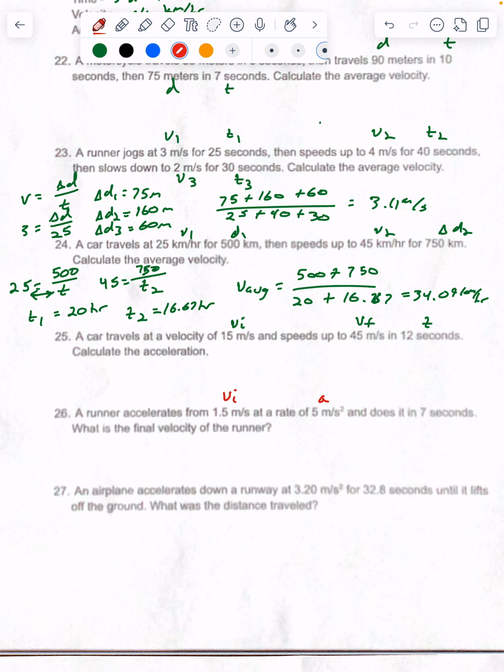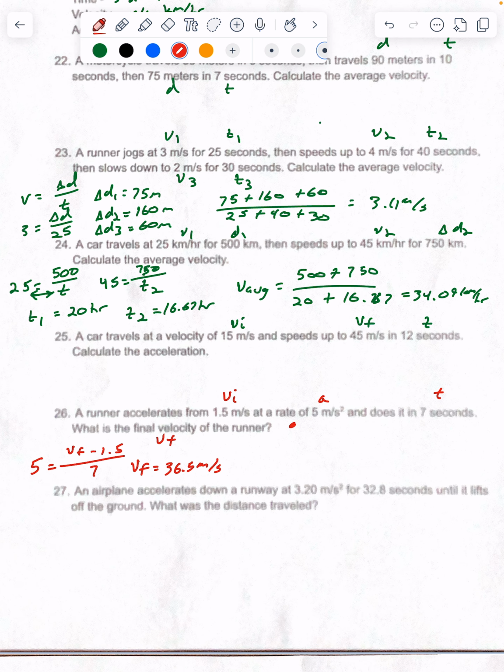And it does it in 7 seconds, so that's time. What is the final velocity? So you're looking for VF. I'm going to do this both ways. First, the equation I just used, A equals VF minus VI over T. Technically I know A, so I can just plug that in. A is 5, equals VF, which I don't know, minus VI, which is 1.5, over T, which is 7. I would multiply both sides by 7, so 7 times 5 is 35. Add 1.5 to the other side, and you get a VF of 36.5 meters per second.